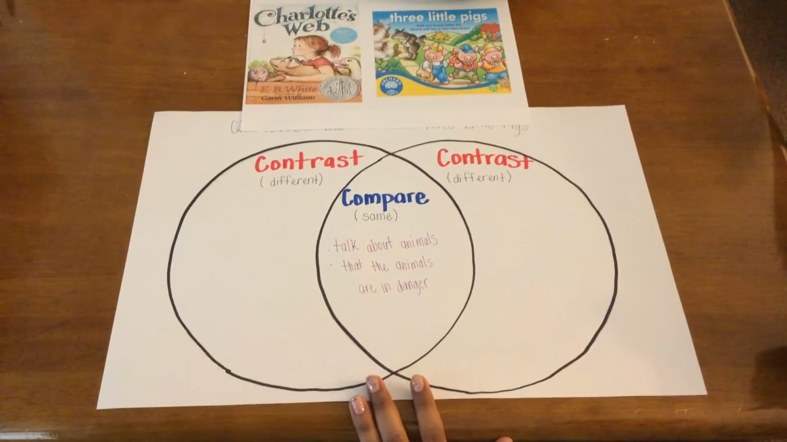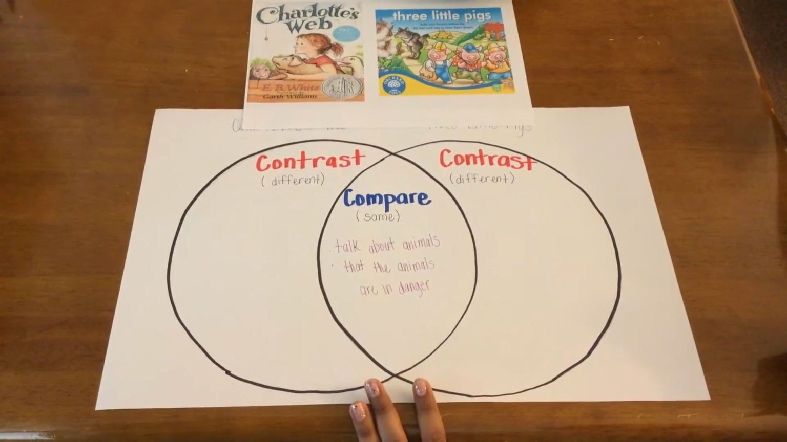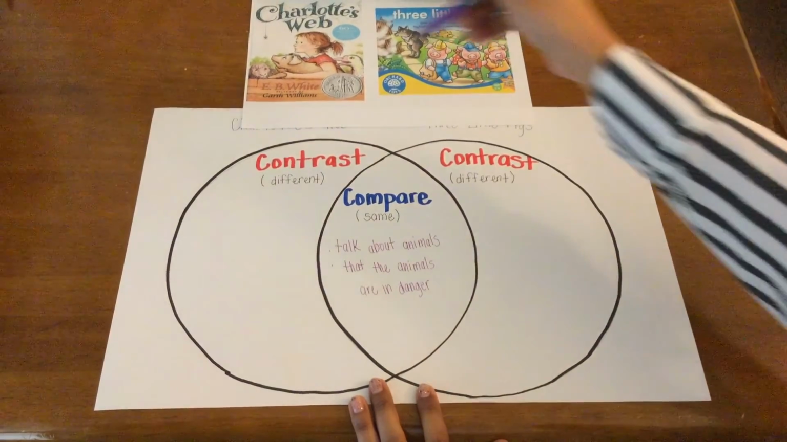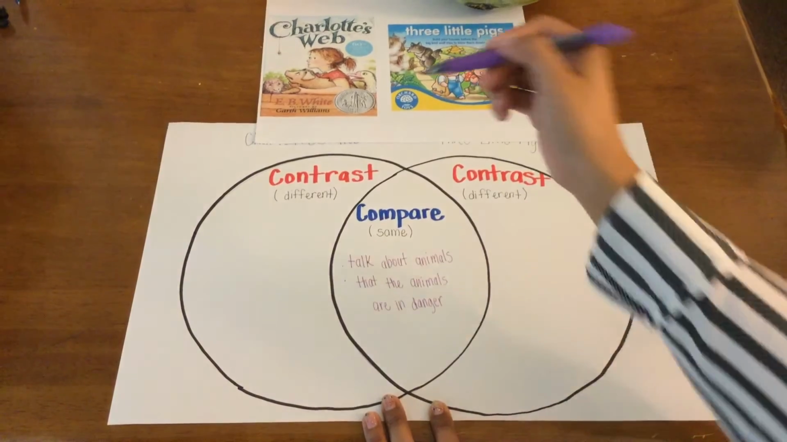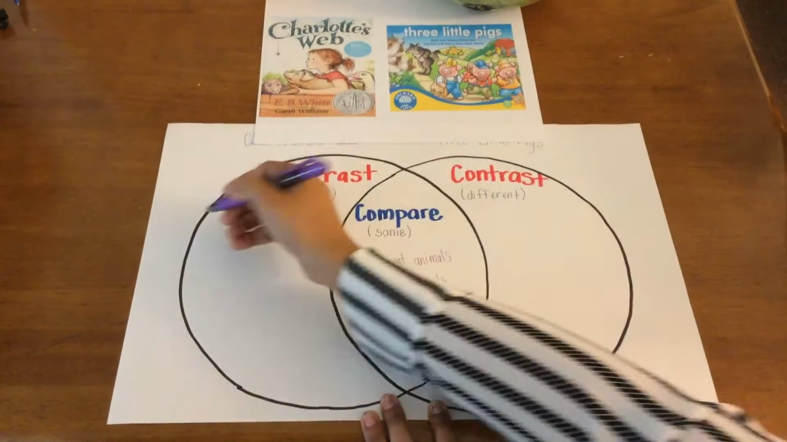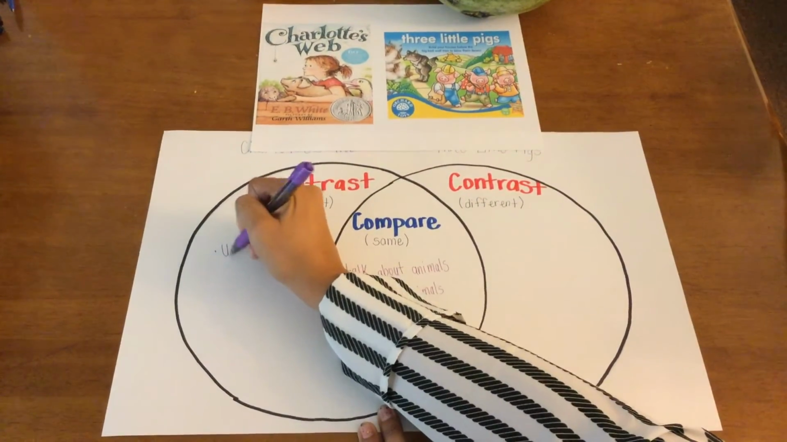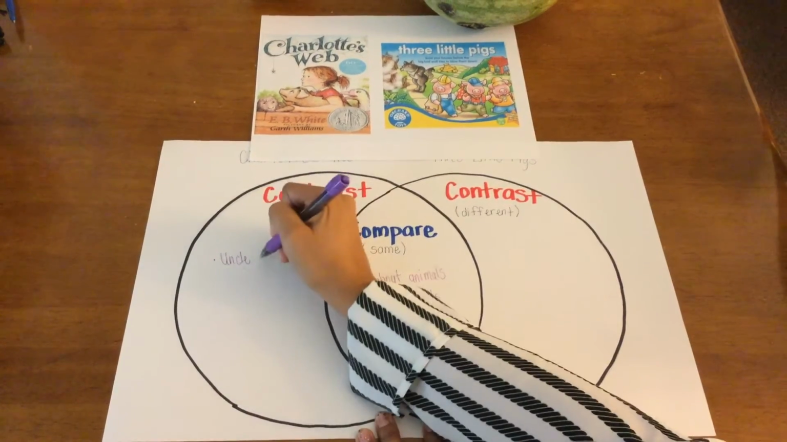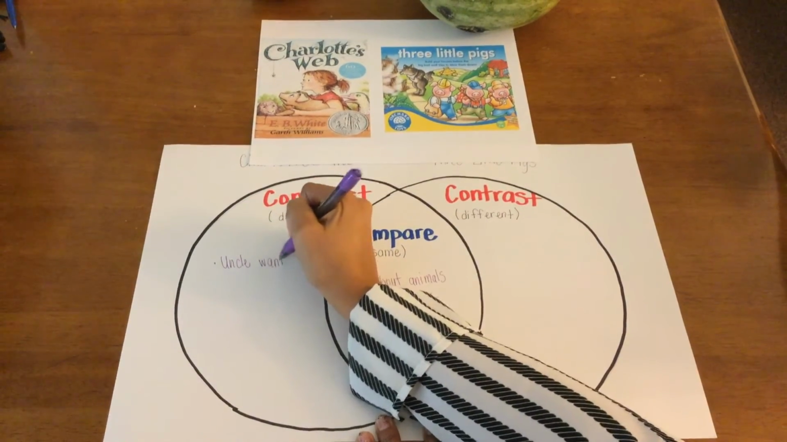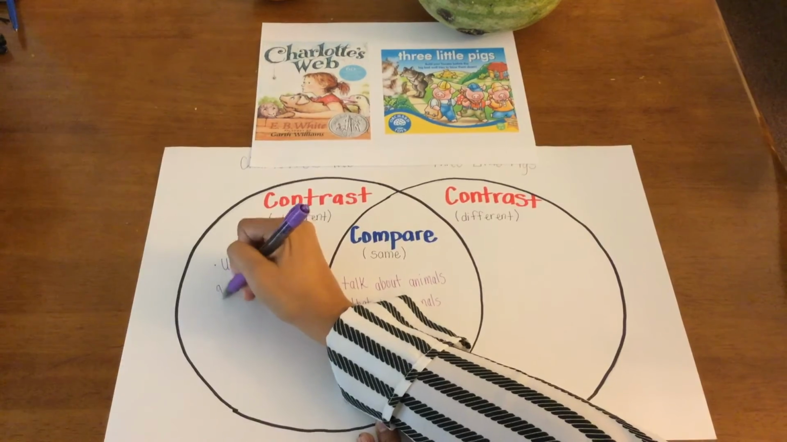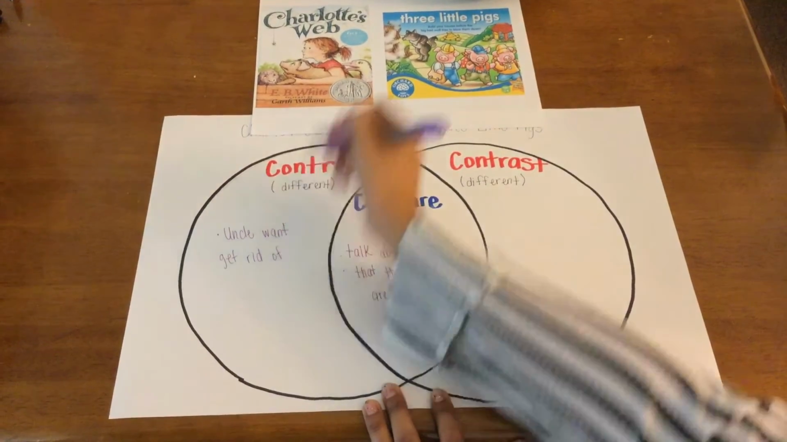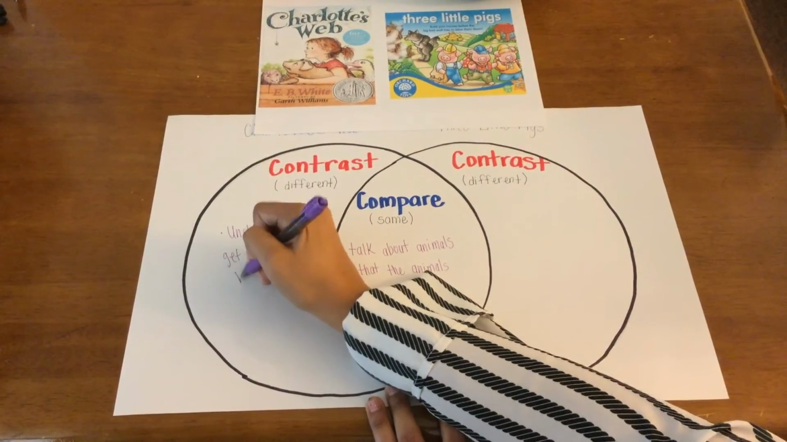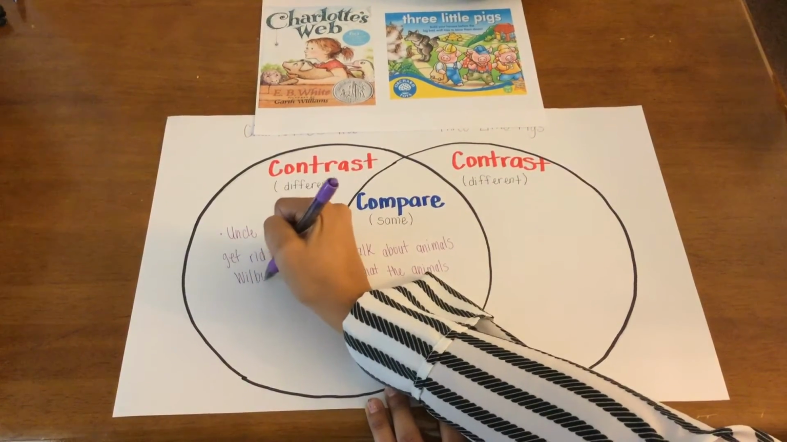So now let's see how they are different. So like I just said, it is different from the Three Little Pigs because the uncle wants to get rid of the pig, and the pig's name was Wilbur.